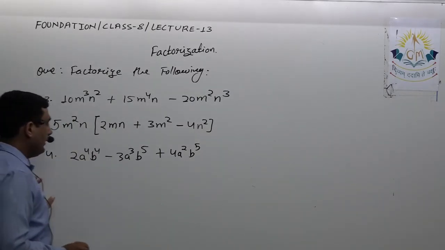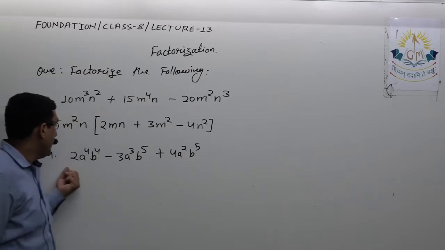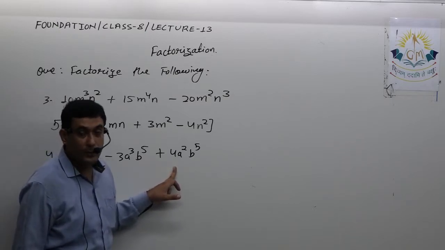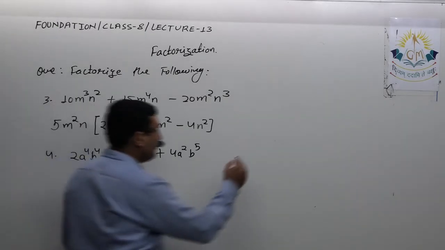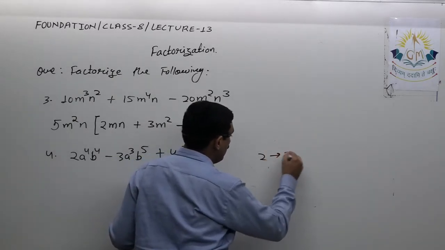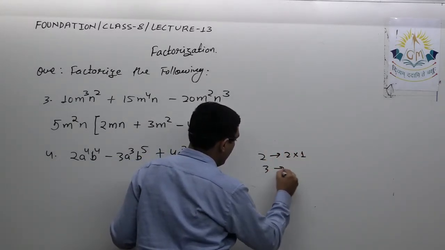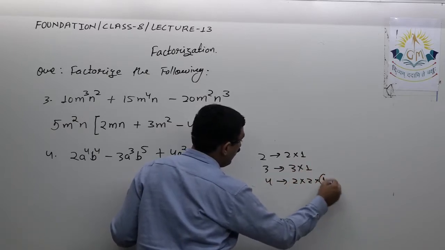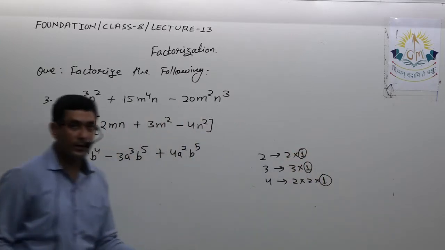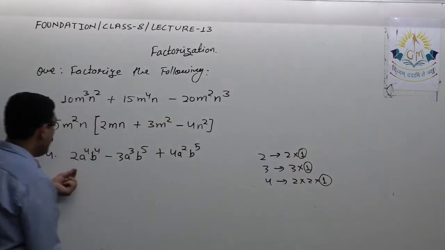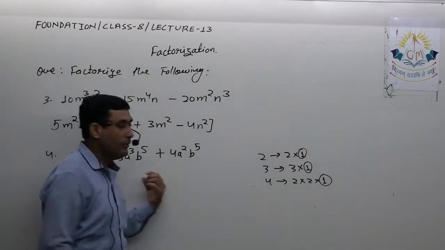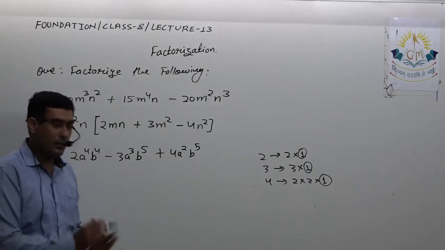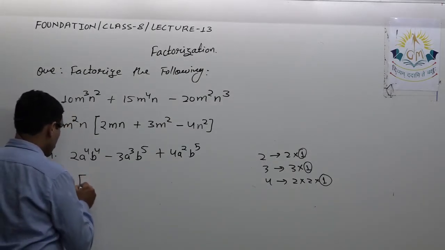Okay, now let us see what common we can take. If we talk about the numeric values, here it is 2, here it is 3, here it is 4. That means nothing is common, because factors of 2 are 2 into 1, factors of 3 are 3 into 1, factors of 4 are 2 into 2 into 1. So only 1 is common, that means nothing is common among the numeric values. Even though I can take 1 common, 1 multiplied by anything remains the same thing.